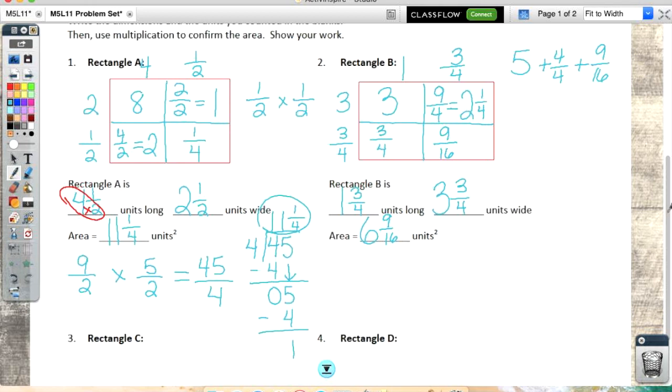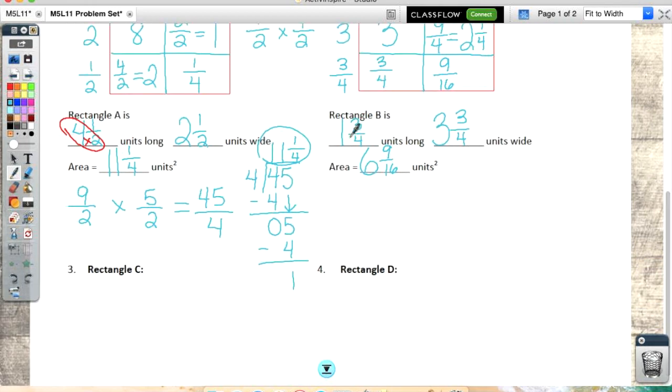So let's take a look at it. What's 1 times 4 plus 3? 7. So I got 7/4 times, what's 3 times 4? 12. Plus 3? 15. 15/4. Okay? Now, it would be really nice if we could simplify this ahead of time, but it's not going to work out. Because 4 doesn't go into 15, and 4 doesn't go into 7. So we're just going to have to multiply it out. Okay? Anybody know what 7 times 15 is?